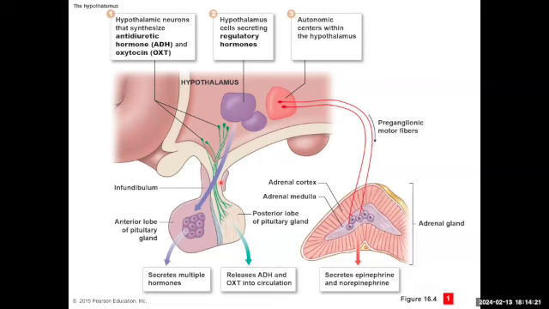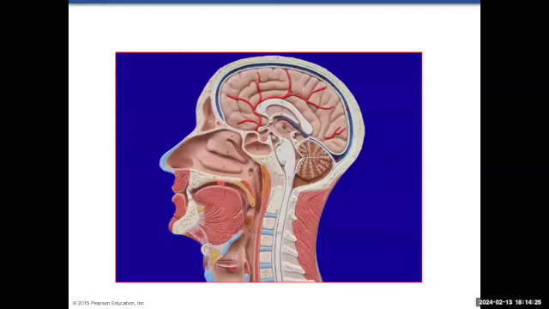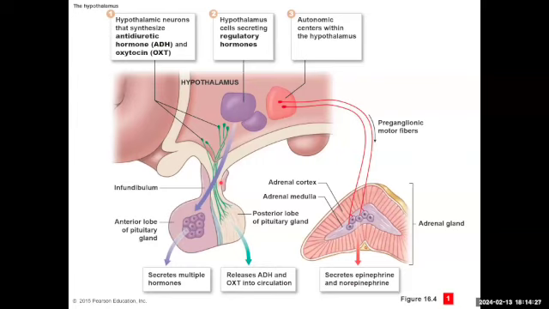This is an extremely important player in the endocrine system, so we're going to spend some time examining it. We said that this system consists of the hypothalamus and the pituitary gland. The hypothalamus is the tissue that we see up here, and the pituitary gland, also known as the hypophysis, is this tissue that we see down here. You'll notice that the pituitary gland is actually divided into two lobes.